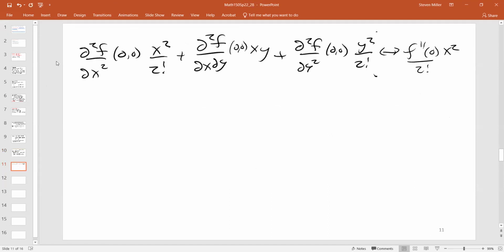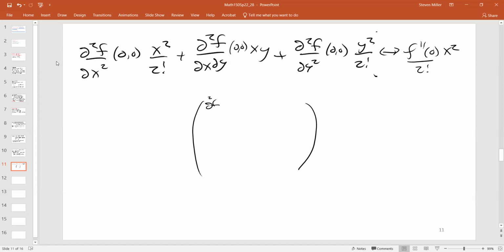So we want to generalize f double prime of 0 over 2 factorial times x squared. It's really hard to have vectors on vectors. I can do a dot product, but I've got to do an x squared and still multiply by f double prime. Well, there actually is a nice way to do this.